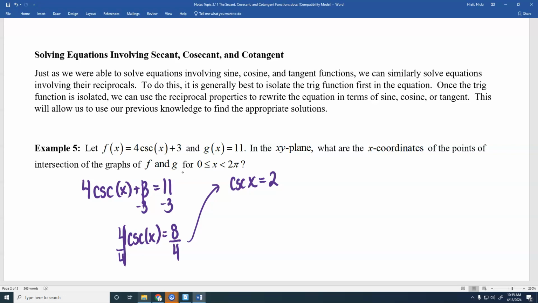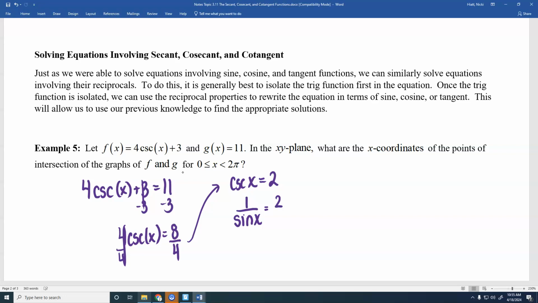Now, I don't know cosecant values on my unit circle, right? I could find them out, but you have to do 1 over whatever your sine is, and you have to test all these points. So it'd just be a lot easier if I just change this equation to sines, right? So cosecant is 1 over sine of x, which would equal 2.